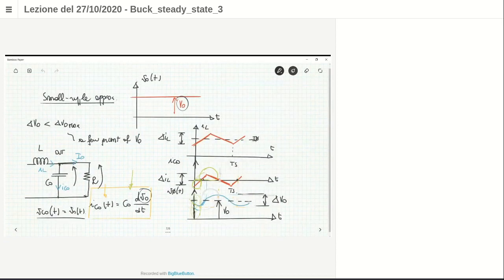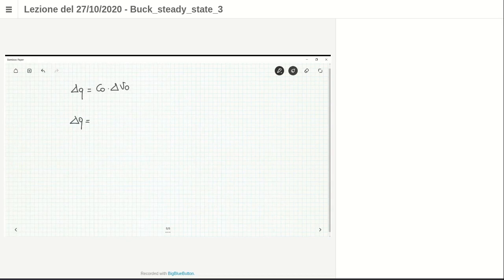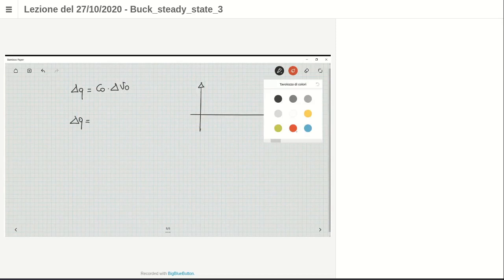But if you look at the area under this current here, from here to here, this variation of the charge, which is positive, induces a delta V from the minimum point to the maximum point. So this area here is delta Q. The area under the current curve versus time is always a charge. Delta Q can be computed because it is the area of a triangle. Let me highlight this current here.